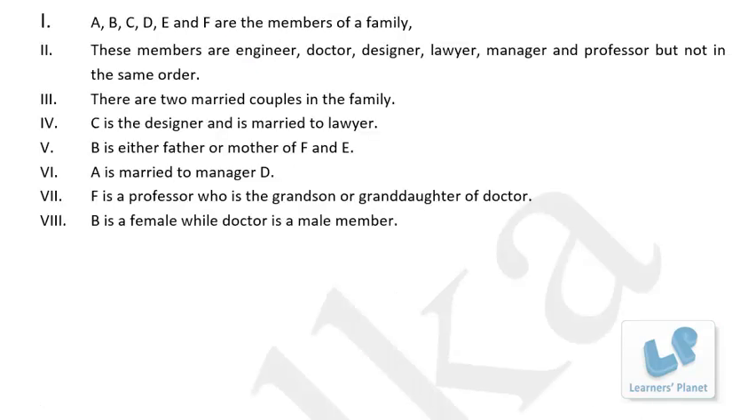A, B, C, D, E and F are members of a family. Professions. There are 2 married couples in the family. C is the designer and married to lawyer. Okay. So C is married. B is either father or mother of F and E. A is married to manager D. So here we can say one is C and B combination and one is A and D combination. Because A and D are married to each other, C is also married and B is also married. So they should be married to each other because there are just 2 couples. So that is B plus C.